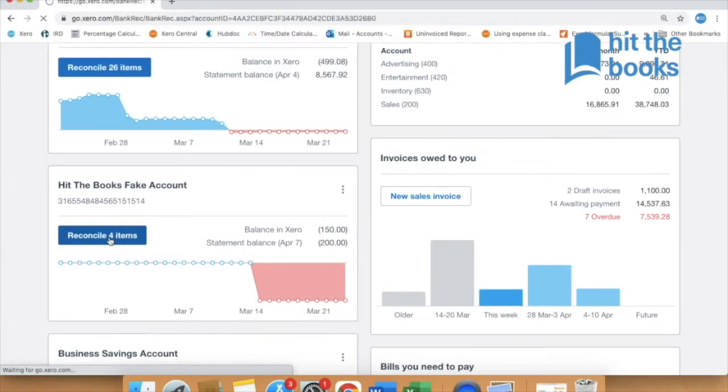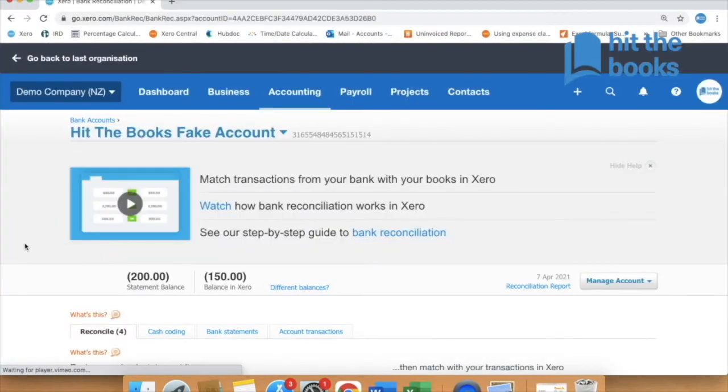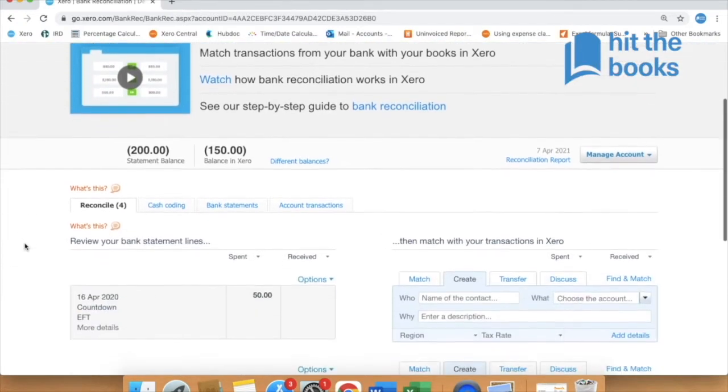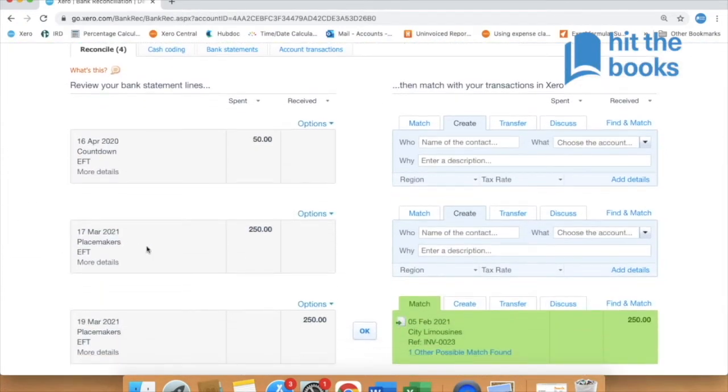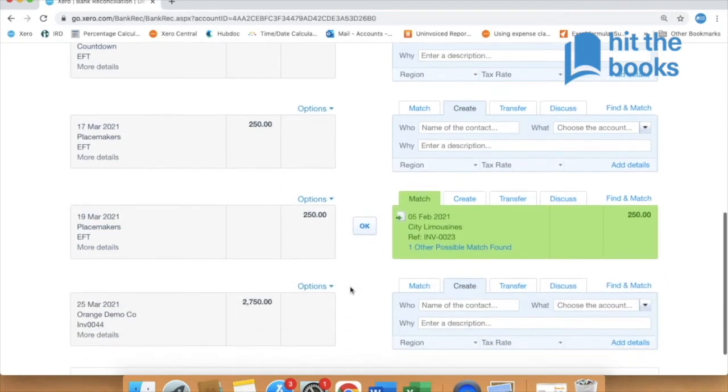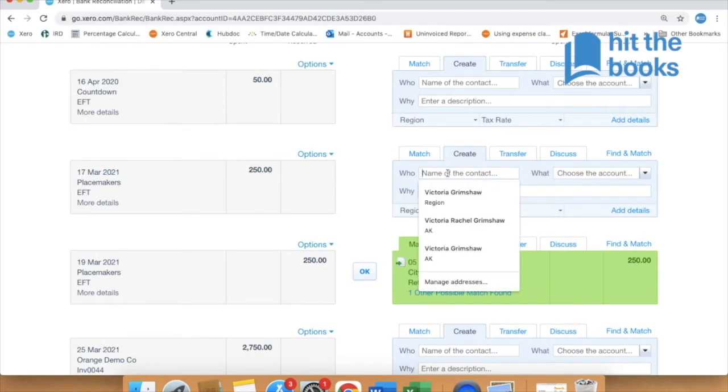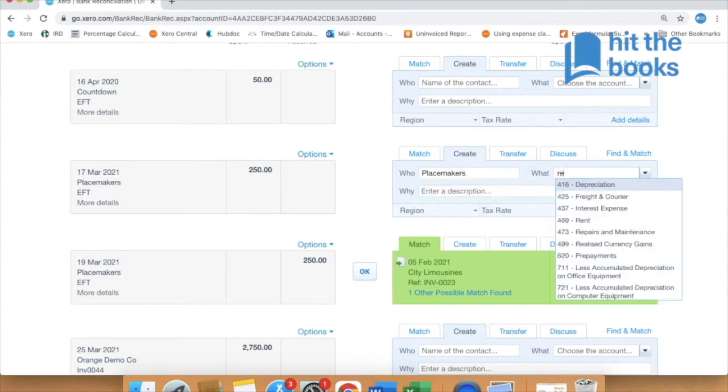When you receive a refund for something, you need to code it to the same chart of account code you used initially. So, if we have a look at this example here, we spent $250 at Placemakers for some repairs and maintenance. And then we returned the goods because they were faulty, so we received a cash refund. So the initial transaction, because it was repairs and maintenance, is going to be coded to the repairs and maintenance code.